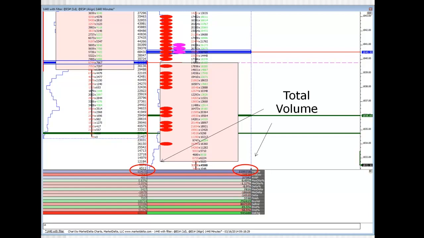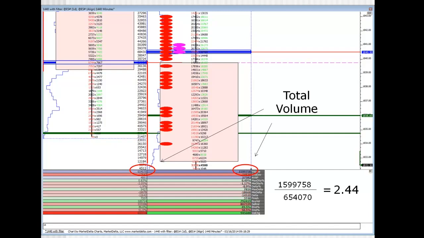Immediately that would raise an eyebrow. Why did I have so much more participation on Friday than I did on Thursday? And that also gives me some clues and tells me some important things about the market. First of all, that at these levels, at this new range for Friday, the market attracted much greater participation. 2.44 times the participation that it had attracted the day before.